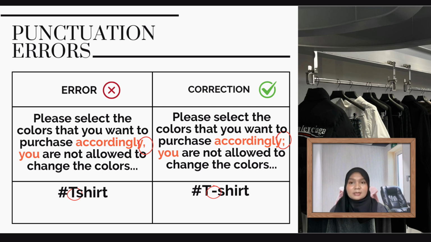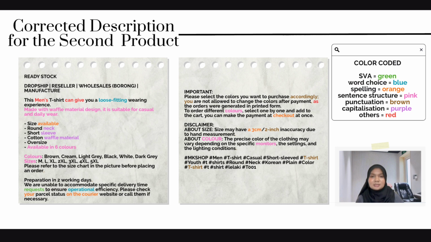Next, the "t-shirt" should have a hyphen, because the T in "t-shirt" indicates the shape of the shirt itself. This is the corrected description for the second product.